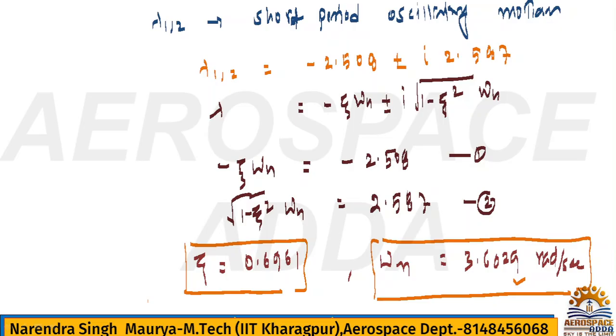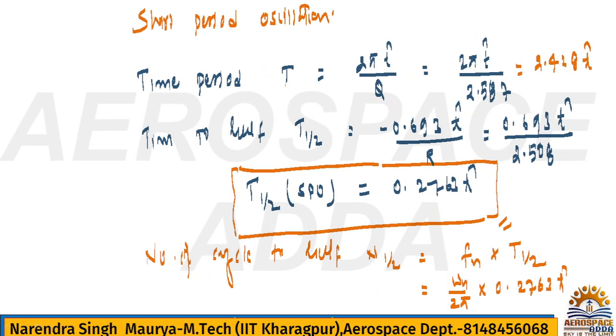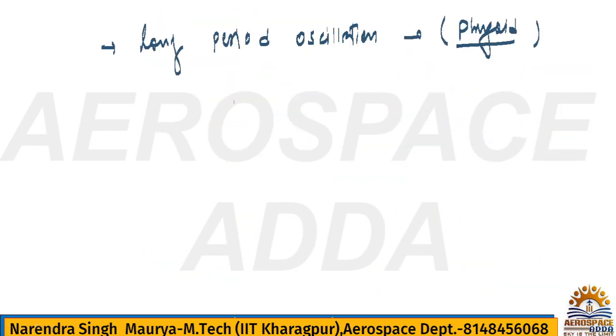Till now the calculation we have done was for the short period. How did we start for the short period? We wrote the roots. Now the same steps we have to follow for the long period oscillation also. So for the long period oscillation, what are the roots? We have lambda 3 and 4. And if you check for the long period oscillation, it was minus 0.017 plus minus imaginary 0.2125.